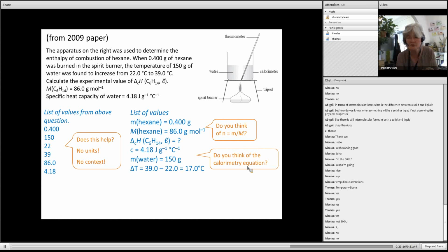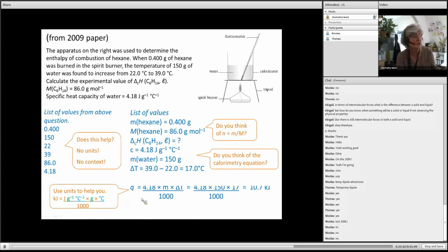Because often the students say the most difficult thing is, where do I start? What do I do? And once they know where to start, you just plug and chug and you can get the answer. So list the values with your units. That'll help you work out what your equations are. Use the units to help you work out the equation, and then you just simply substitute and get the answer.